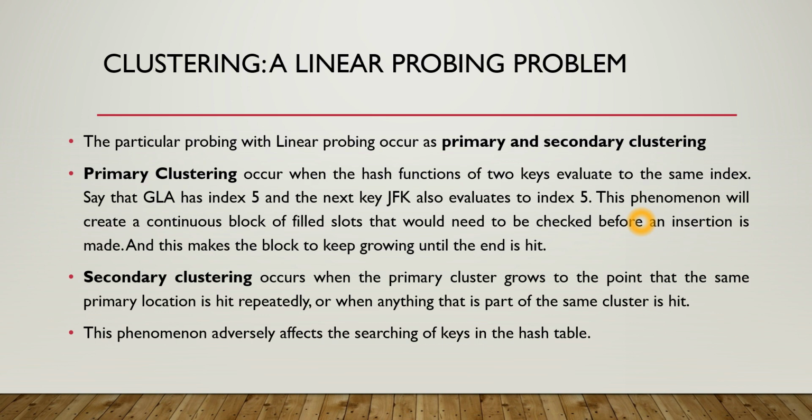But secondary clustering will occur when the primary clusters grow to the point that the same primary location is hit repeatedly, or when anything that is part of that same cluster is hit. Now, this phenomenon will adversely affect the searching of keys in the hash table. So those are the two major problems associated with using the linear probing approach to creating your hash table.